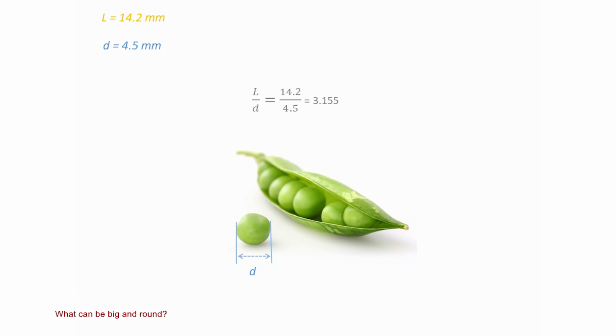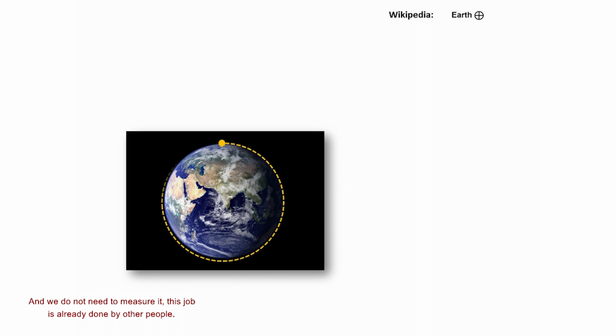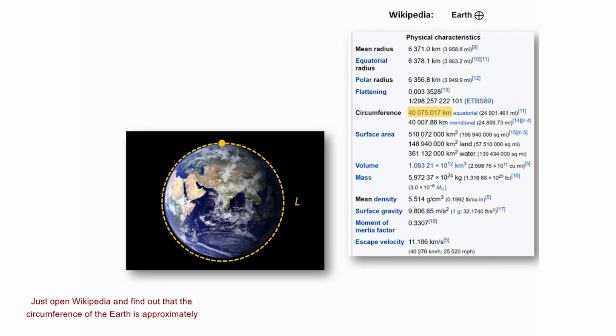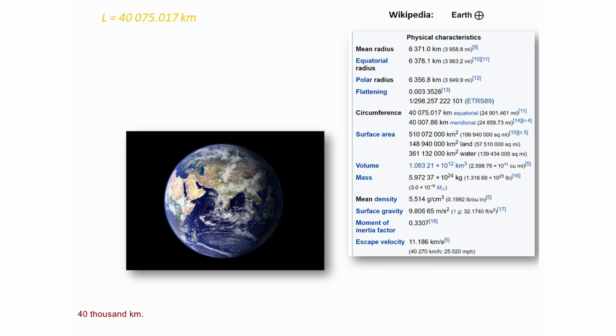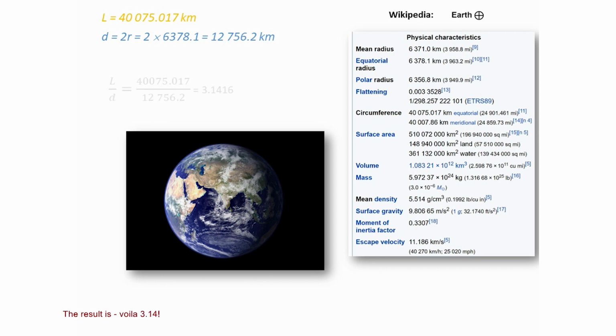Now, for the sake of curiosity, let's take a much bigger object. What can be big and round? I would suggest taking our planet. Why not? We will not cut it, because we have to live on it. And we don't need to measure it. This job is already done by other people. Just open Wikipedia and find out the circumference of the Earth is approximately 40,000 kilometers, and its radius is 6,378 kilometers. But we need a diameter, so we double the radius. I can't wait to divide the circumference by its diameter. The result is, voila, 3.14.